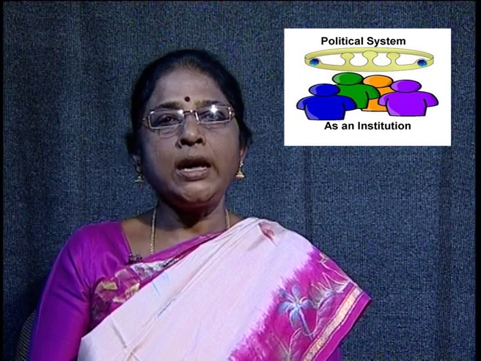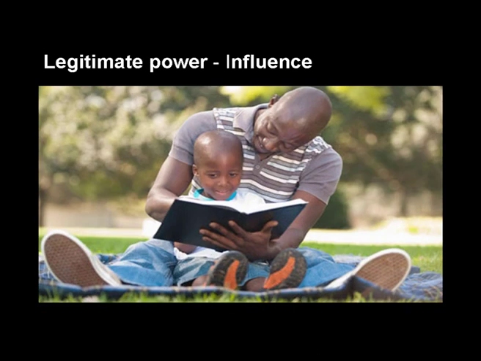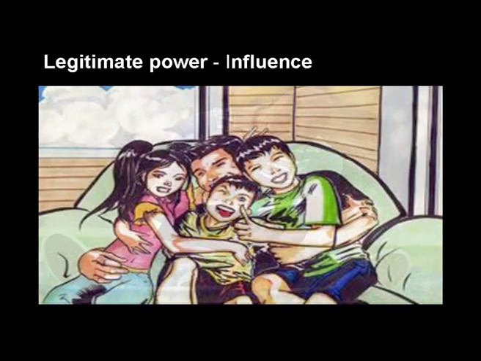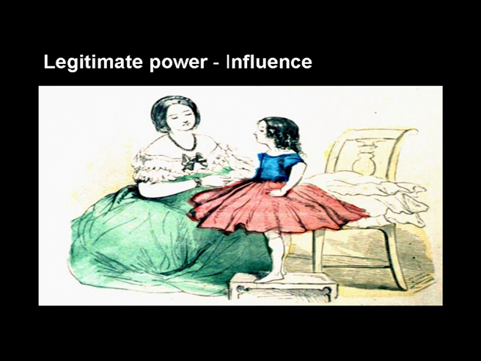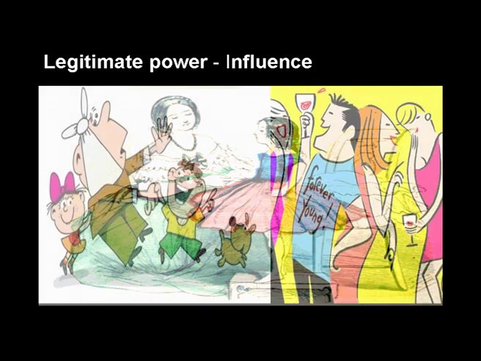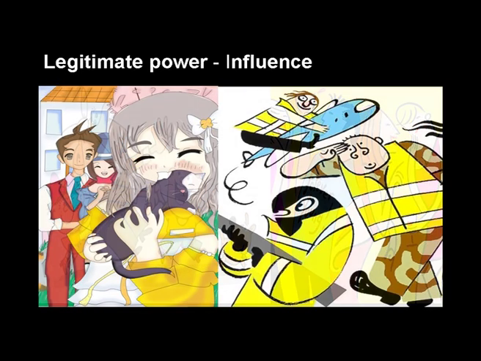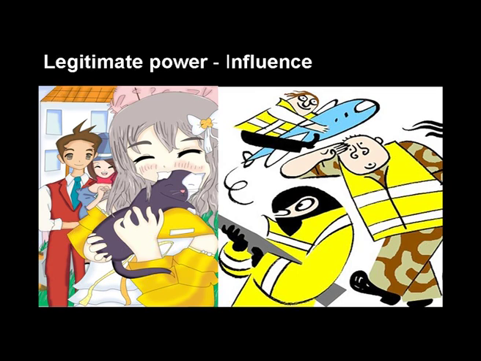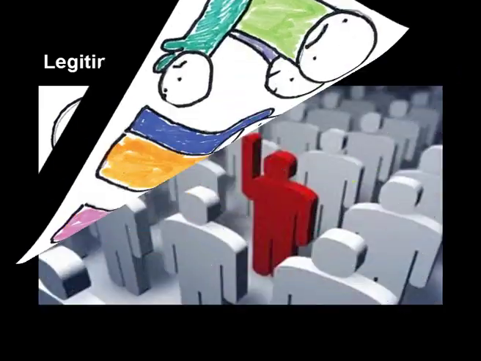There are at least two kinds of legitimate power. One is influence. It is the ability to control others' behavior through persuasion rather than coercion or authority. This happens in the family. In all forms of family, be it joint family or nuclear family, the parents always exercise a control over their children. We cannot even call it a big control, but they always try to influence the behavior of their children.